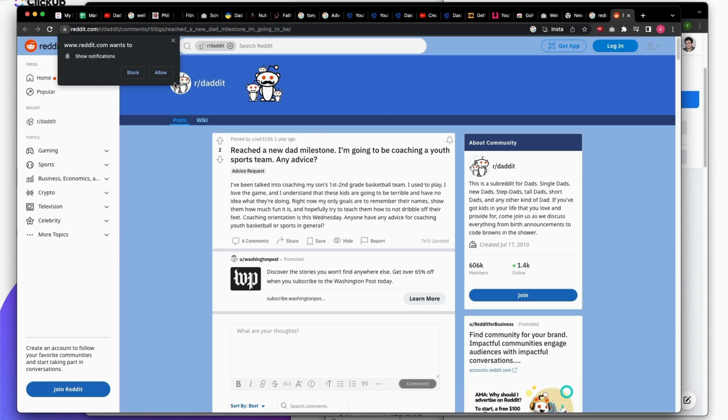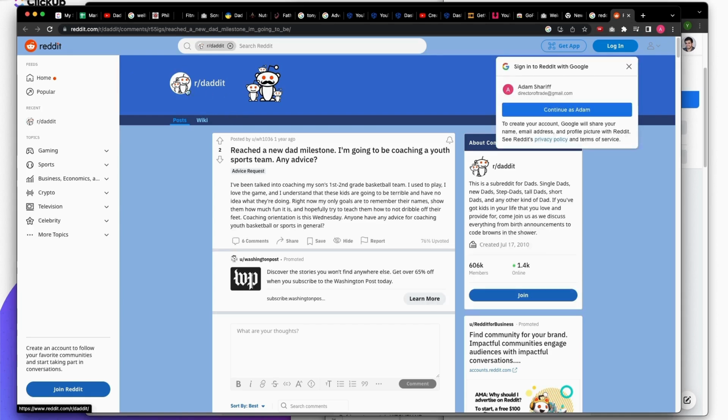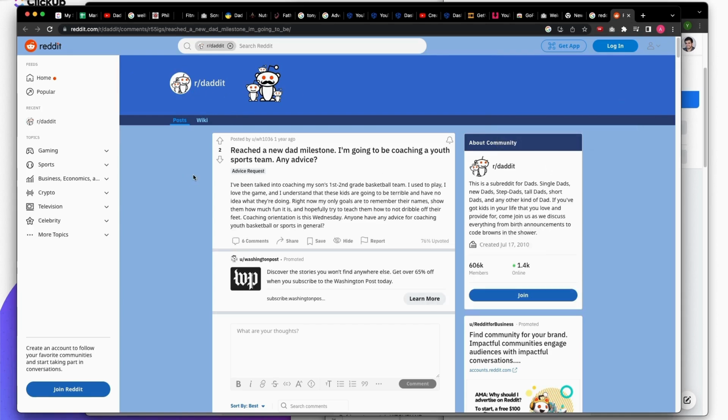So how Reddit works is that there are subreddits. And with subreddits, this is what that looks like. This is an entire subreddit of, look at that, 606,000 people for dads, single dads, new dads, stepdads, tall dads, short dads, and dads of any kind. I like that. Look at that. And so this is Dad It, right?